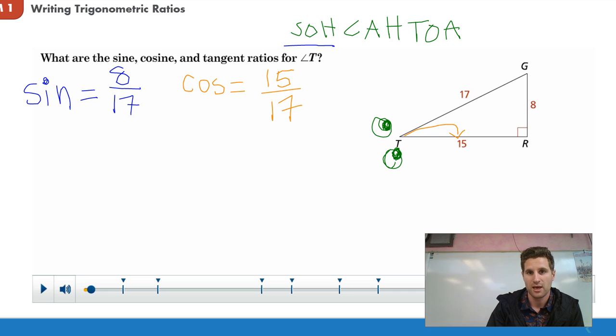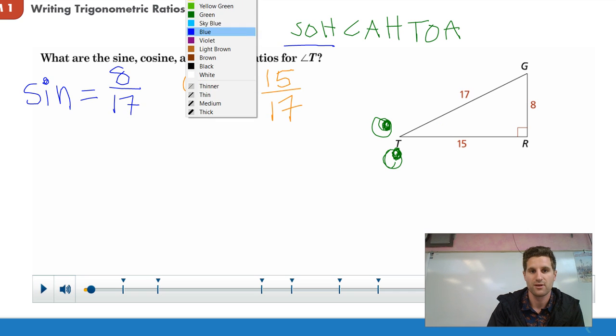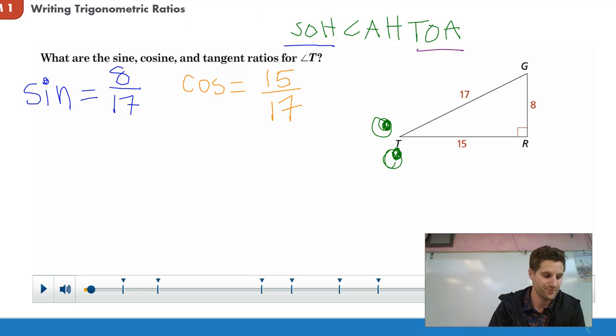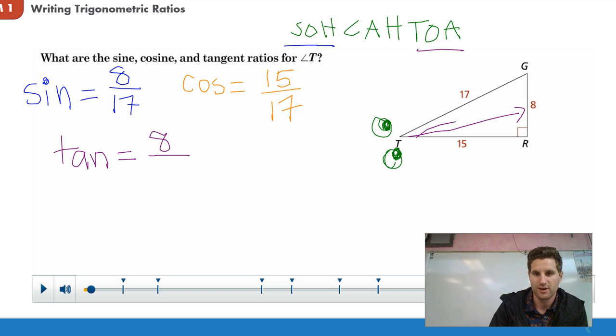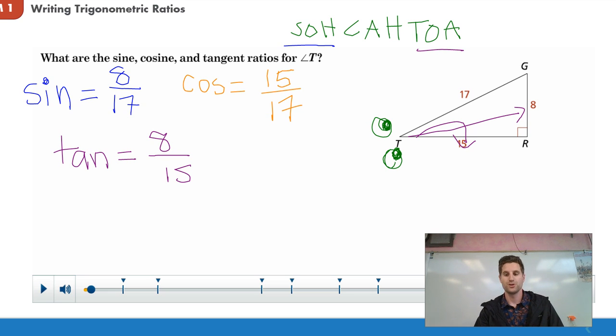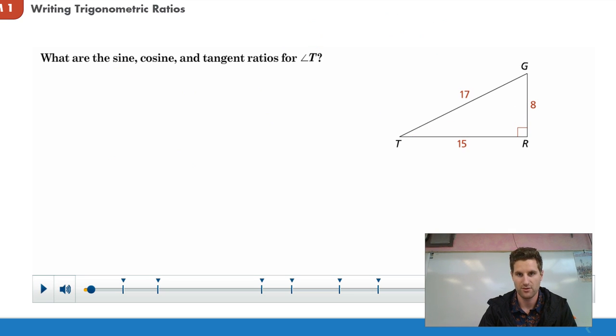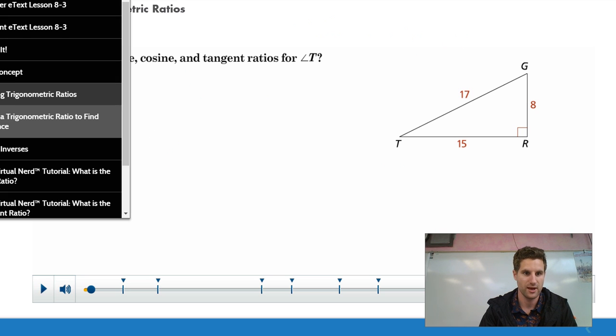Okay? And last but not least, let's go with our tangent. Okay, so we got tan equals, so again from tangent, I'm going to do opposite 8 over adjacent 15. So there they are. So SOH CAH TOA, using our trig ratios to help us set these up. Okay, let's go ahead and look at 2 more problems and we'll call it a day.